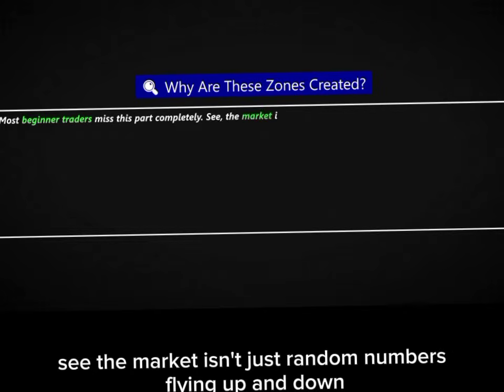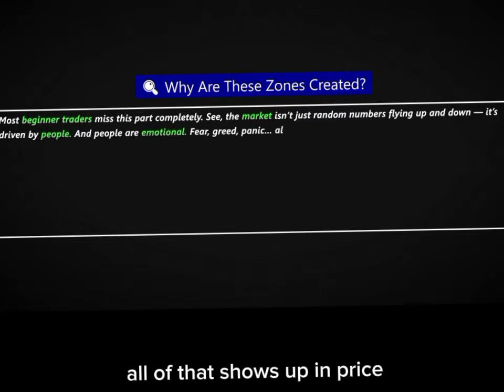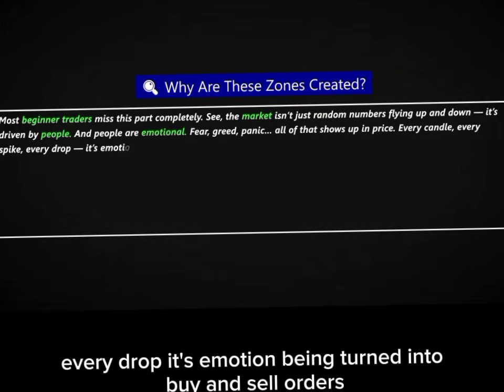See, the market isn't just random numbers flying up and down. It's driven by people, and people are emotional. Fear, greed, panic. All of that shows up in price. Every candle, every spike, every drop. It's emotion being turned into buy and sell orders.